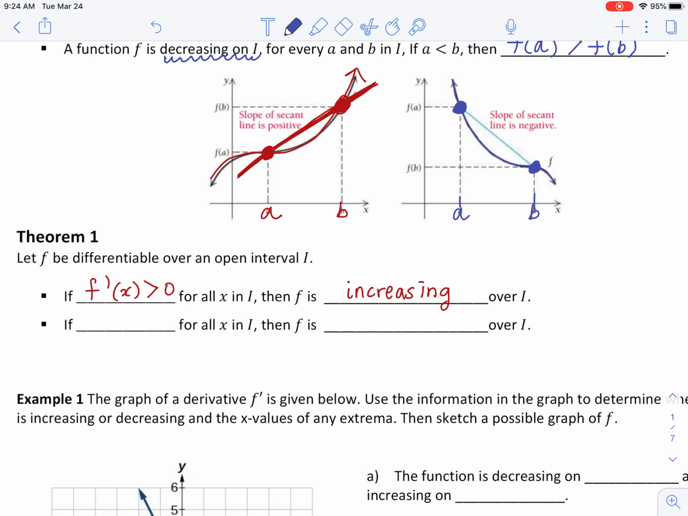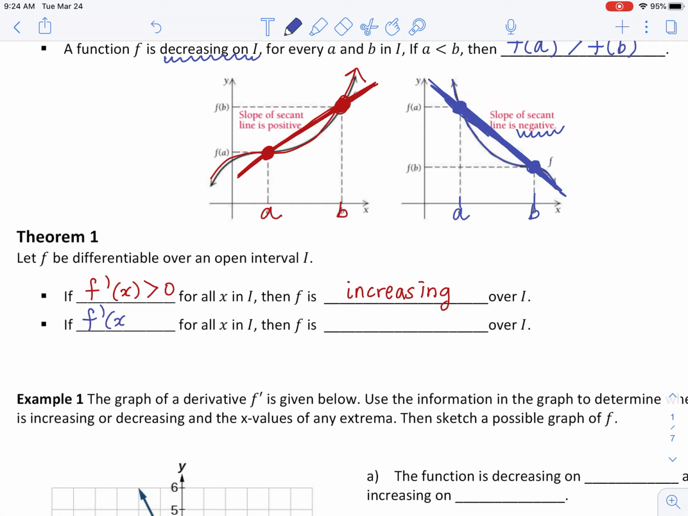Alrighty, let's look at the second one where we have a decreasing function. It's going down from left to right. And if you take a look at the secant line, it's going down from left to right, right? A line that's going down from left to right has a negative slope. So the slope is the derivative, right?